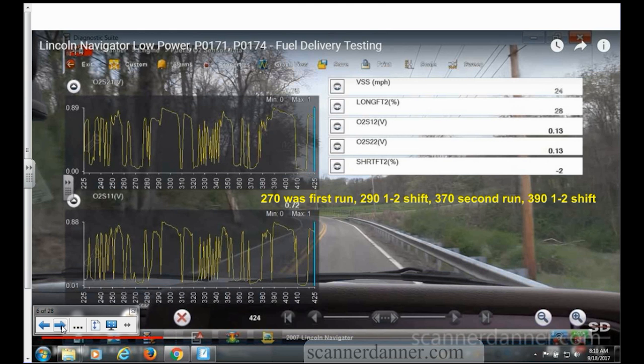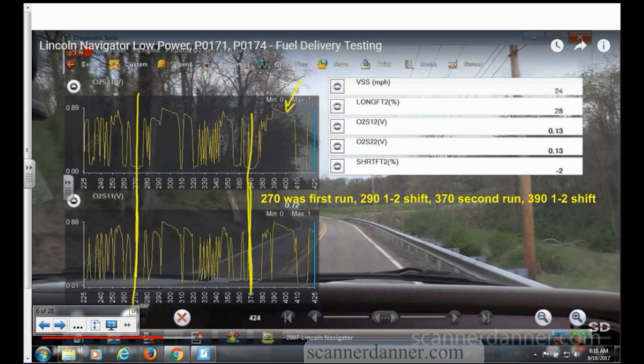At frame 270, let's get back there again. This is my initial wide open throttle run, which occurred at 270, and then my second wide open throttle run occurred at 370. So in this area is where I stepped on it. In this area is where I stepped on it. And again, when I was driving it, because I'm driving the vehicle, I was looking at this area here. And what did I say to myself about fuel delivery? I was thinking it was fine.